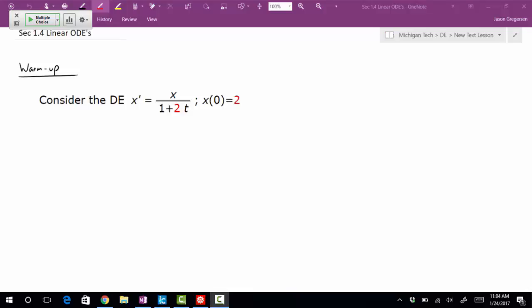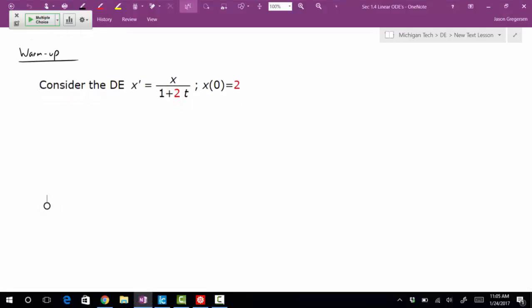All right, so let's take a look at the warm-up. The warm-up is one of the questions from the homework for section 1.3. I got a lot of questions about this one and maybe one other homework problem, so I want to make sure we go through it in detail. Even if you did this and didn't have a question, a couple of numbers are different, so we can definitely go through it. All right, so we have an initial value problem.